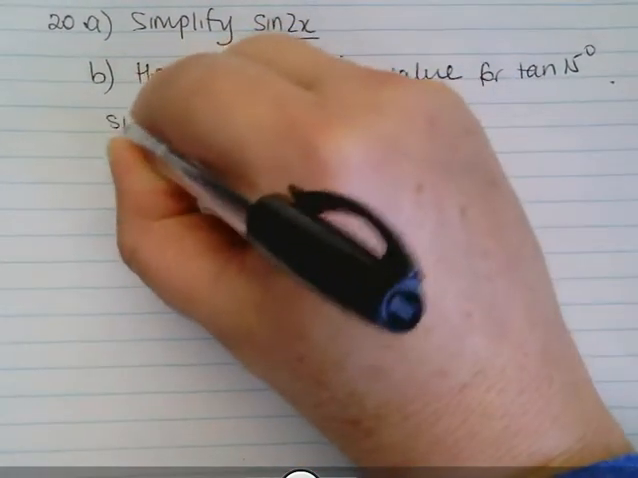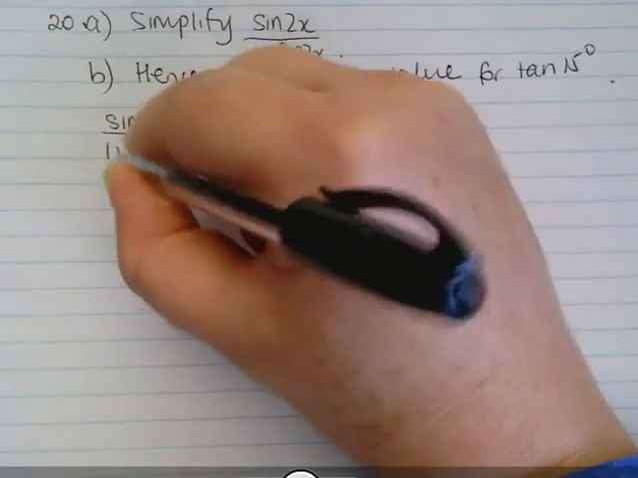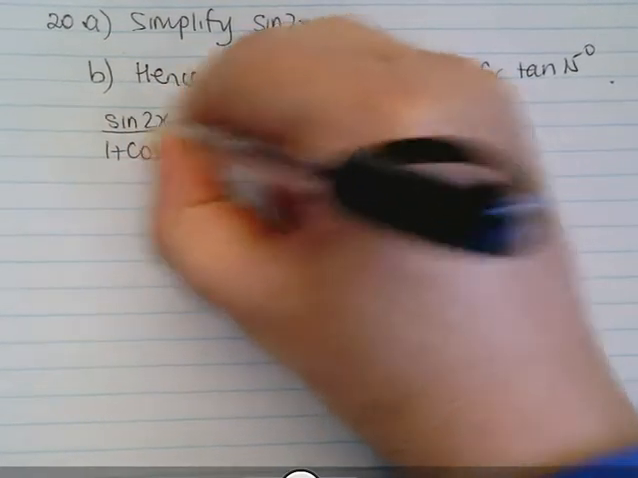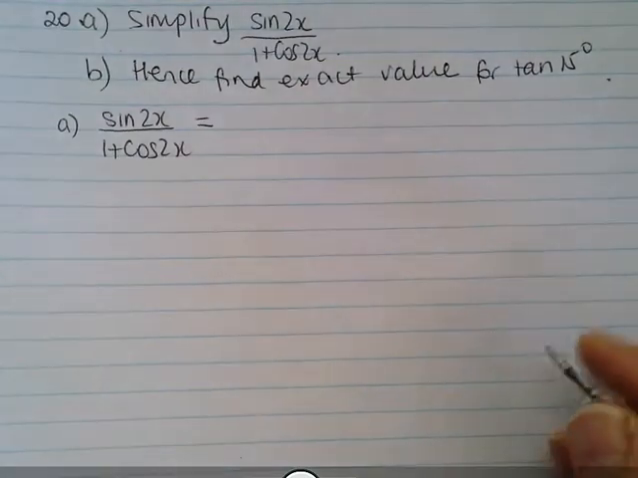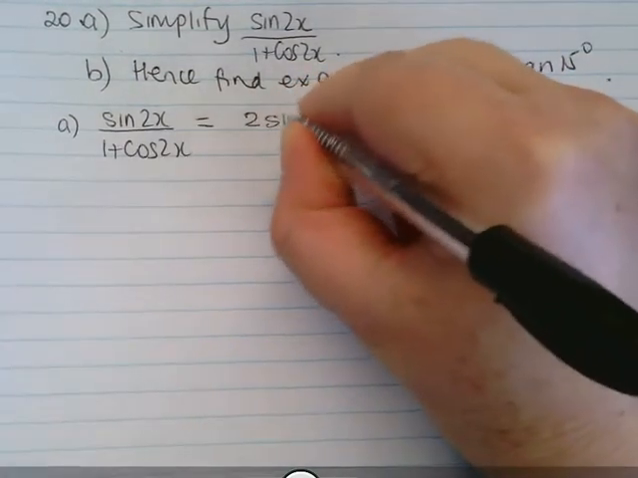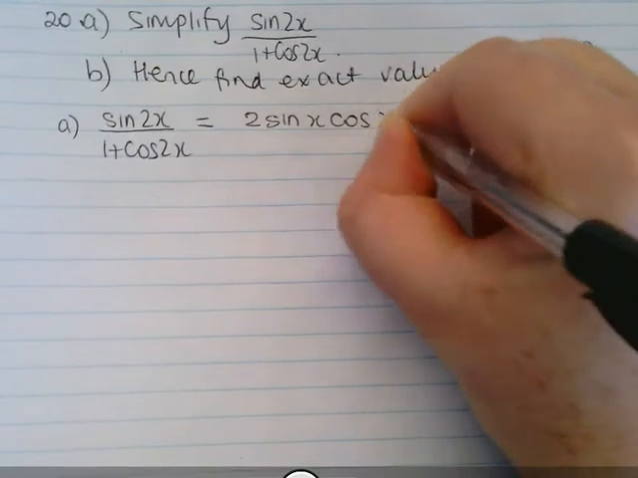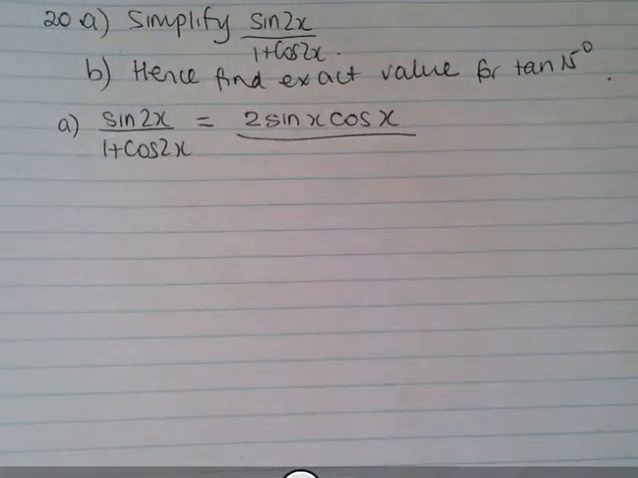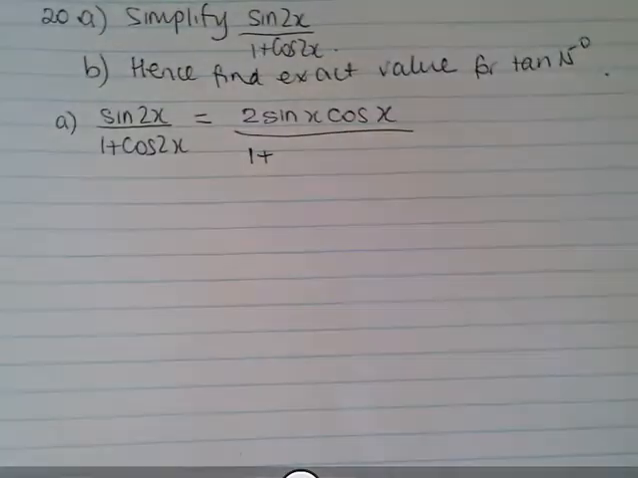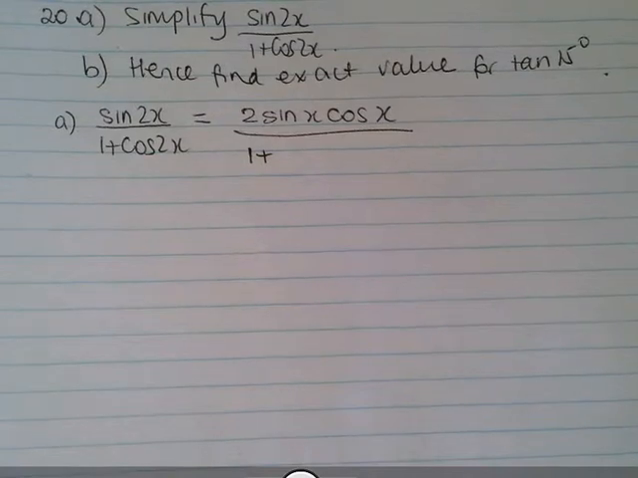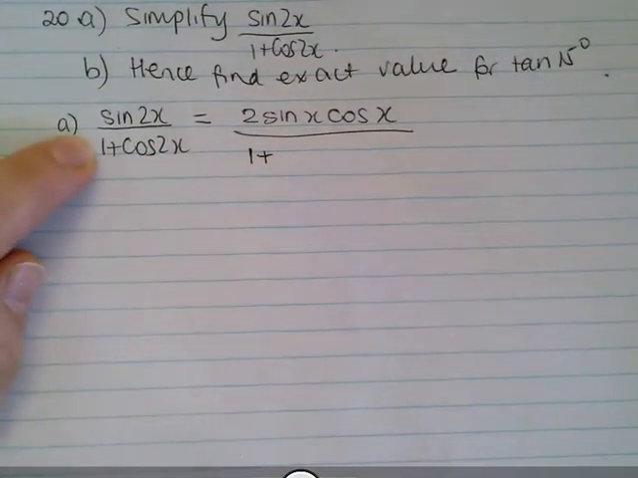So let's start with part A, simplify sine of 2x over 1 plus cos of 2x. What do you think we should do? Double angles. We've got 2 sine x cos x over. Now, this is where the choice of which double angle result makes a huge difference. 1 plus. Now, I don't want 3 terms on my denominator, or 2. I prefer to have 1 term on my denominator. So which one's going to cancel out with the 1?